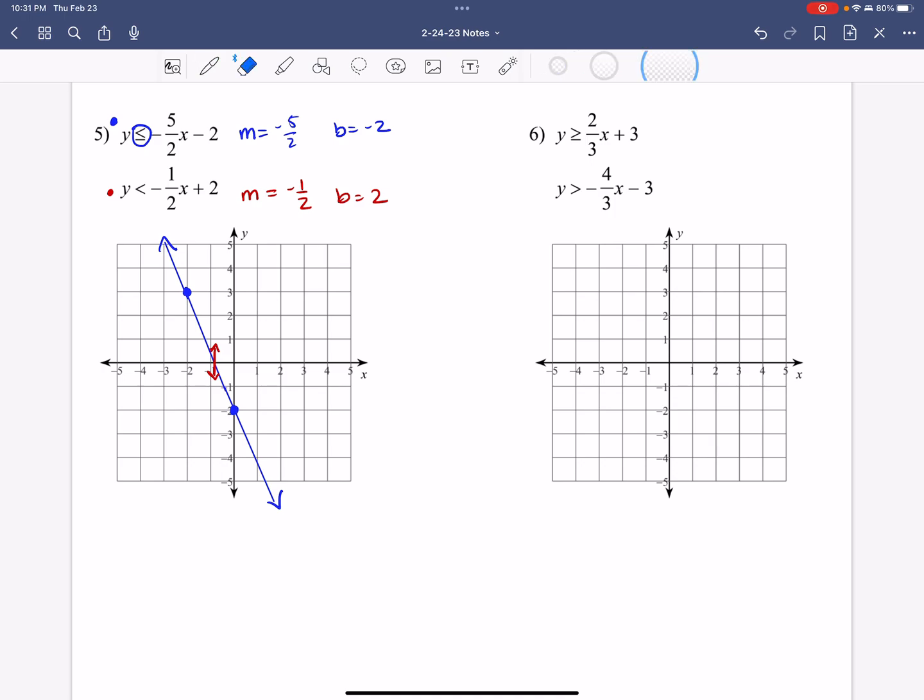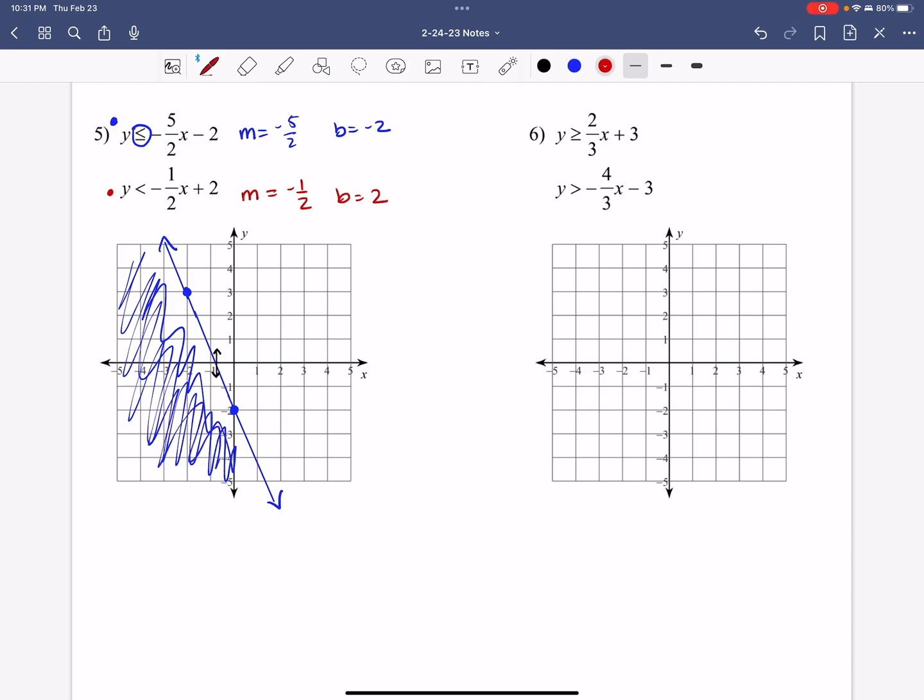Let me do that in a different color since we're already using red. I just don't want to confuse you guys. So give me 1 second. Okay, let me do black. So above, which is right here, and then below. Because the graph is less than or equal to, I'm going to shade in the less than, which is below.